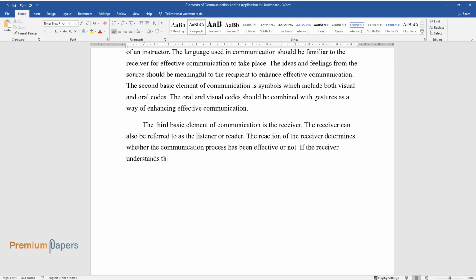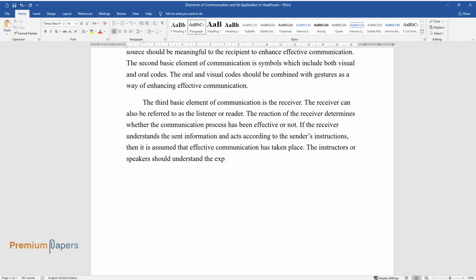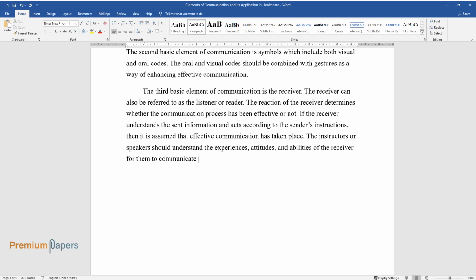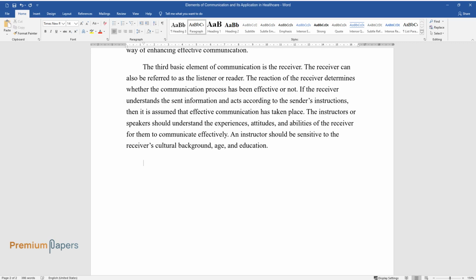If the receiver understands the sent information and acts according to the sender's instructions, then it is assumed that effective communication has taken place. The instructors or speakers should understand the experiences, attitudes, and abilities of the receiver for them to communicate effectively. An instructor should be sensitive to the receiver's cultural background, age, and education.